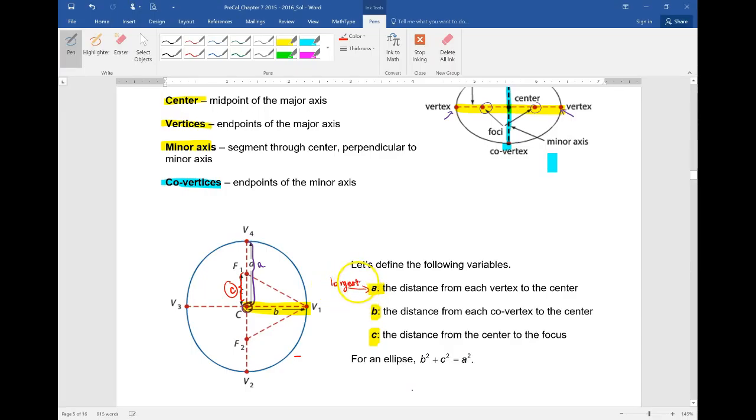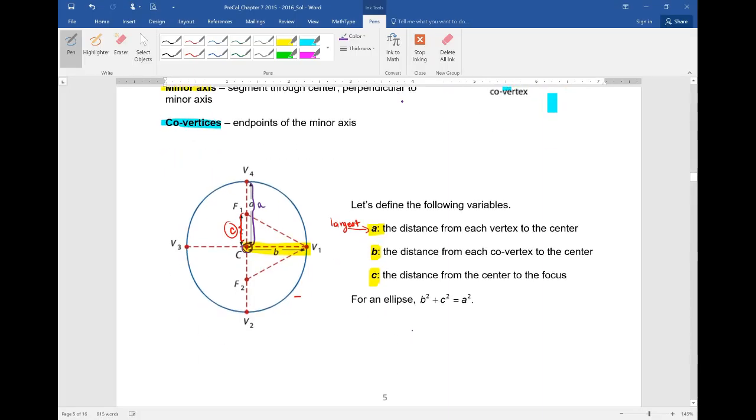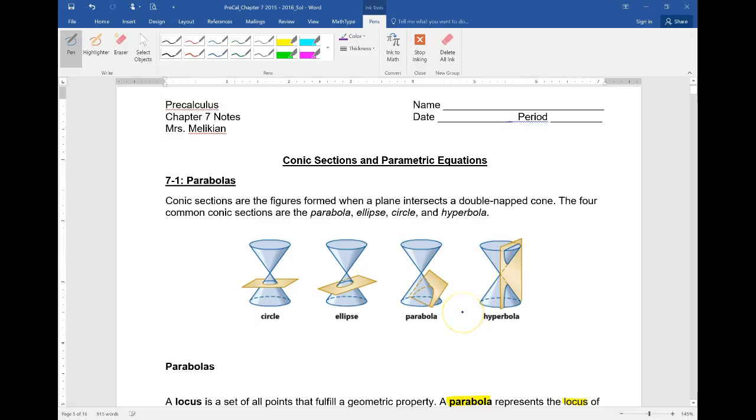Now, A, B, and C are luckily related to each other in a handy-dandy formula. What's the Pythagorean theorem? A squared plus B squared equals C squared. This is not that, okay? And I purposely say it like this every single time because I want you to remember that you're not using A squared plus B squared equals C squared. It's a whole other combination. B squared plus C squared is equal to A squared.